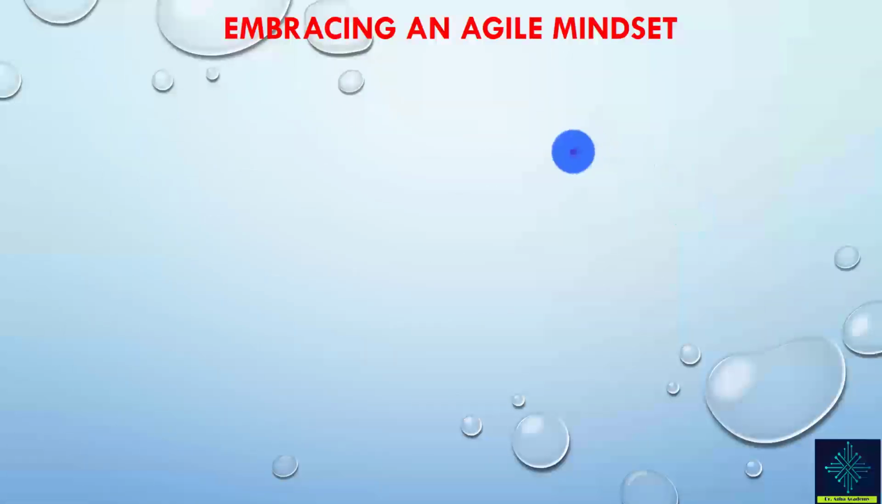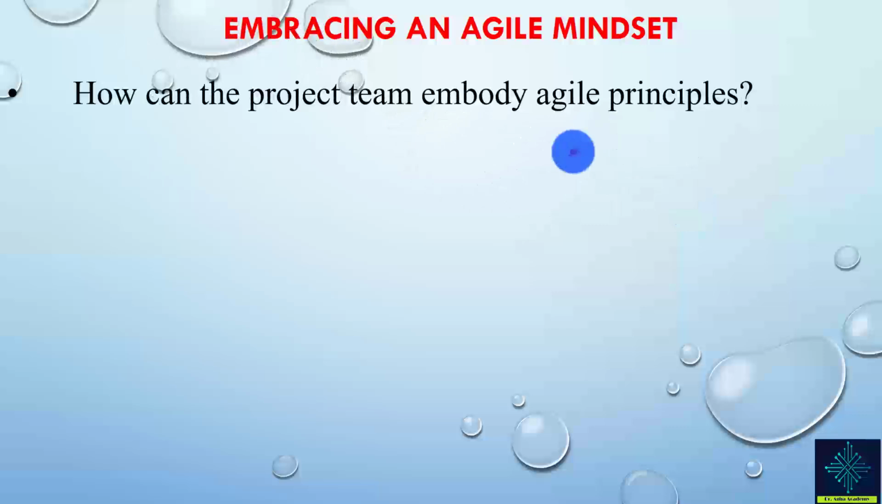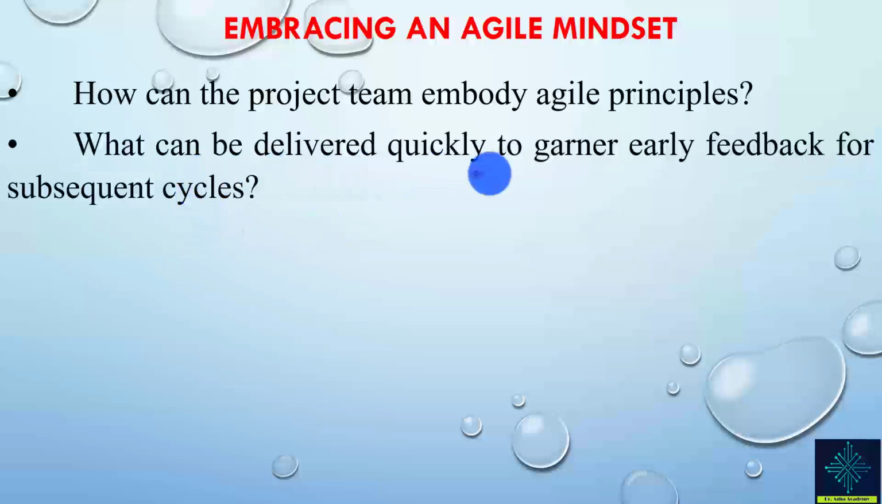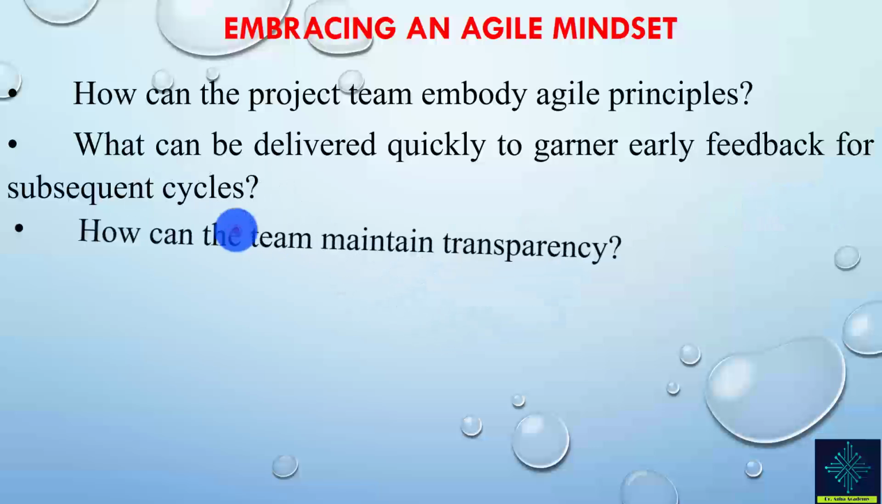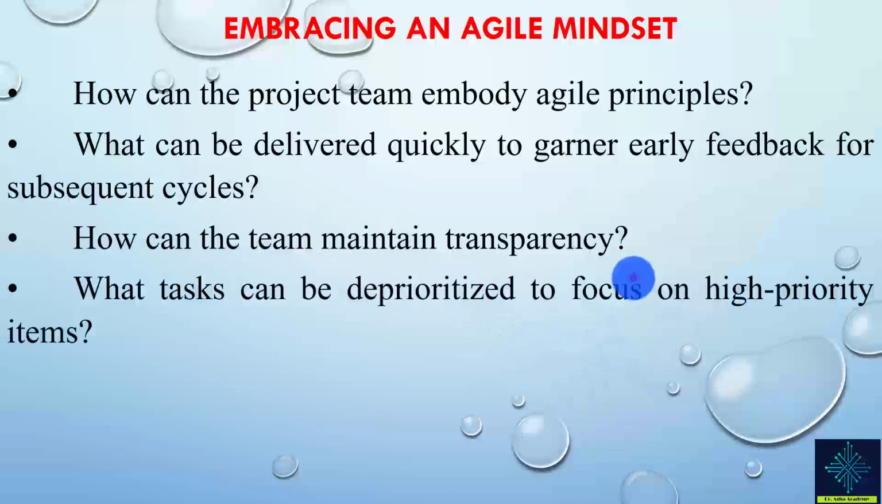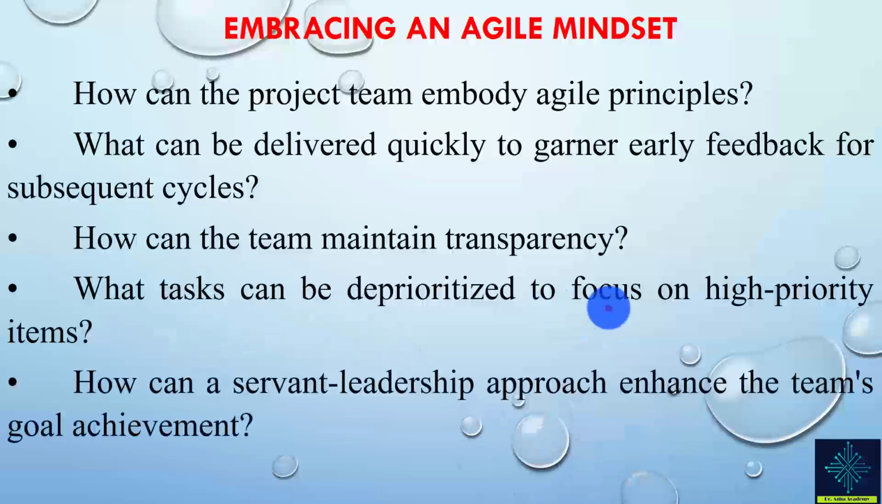We'll start by embracing an Agile mindset, and we have some questions in mind, like how can the project team embody Agile principles? What can be delivered quickly to garner early feedback for subsequent cycles? How can the team maintain transparency? What tasks can be deprioritized to focus on high priority items? Like this, prioritization is very important in all projects.